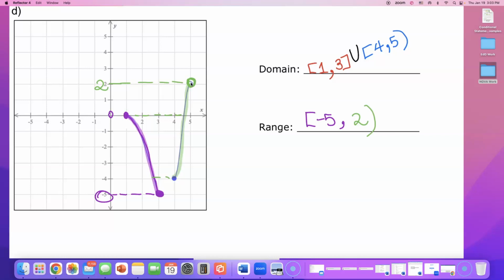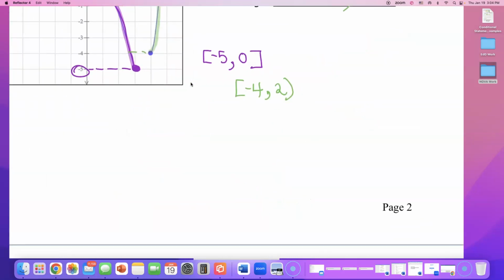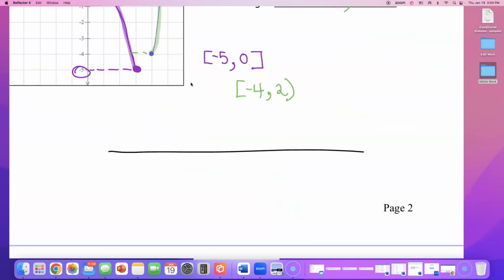So I can write the range of this graph as a single interval instead of a union, because if you write this as a union, you would have written it as like -5 to 0. And the green one would have been -4. You know what? I'll do it this way. -4 to 2. But you notice how this has an overlap, right? So take a look. I may explain this.